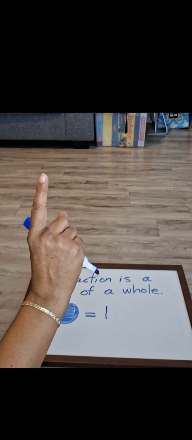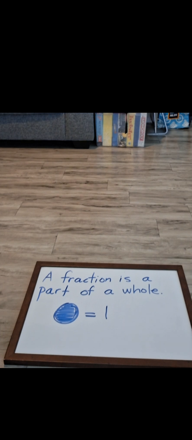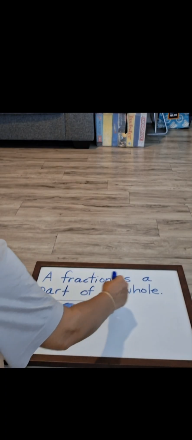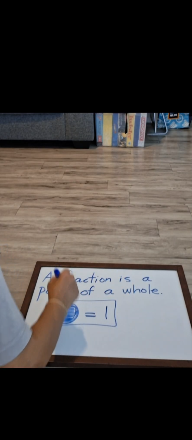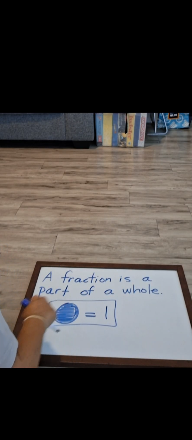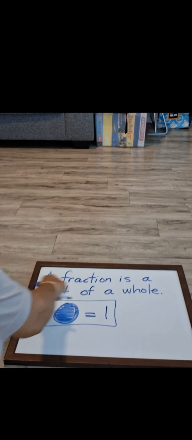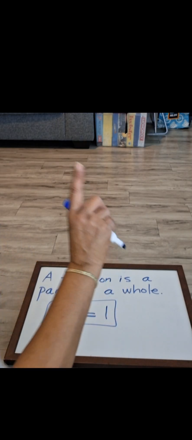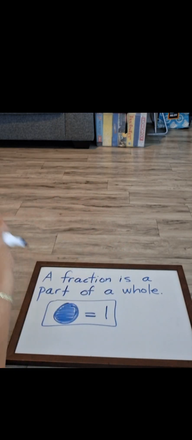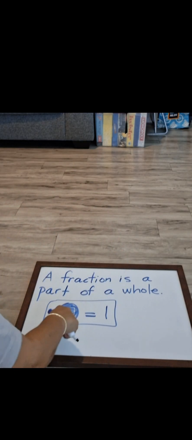It's 1. So when we're talking about fractions that are less than, equal to, or greater than 1, this is what we're comparing everything to. We want to know, is it more than this one? Is it greater than this one? Or is it equal to 1? The whole is 1. A fraction is a part of a whole. So we start with the 1, the whole.